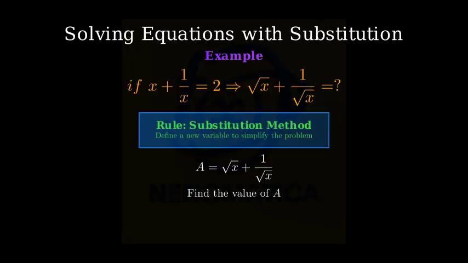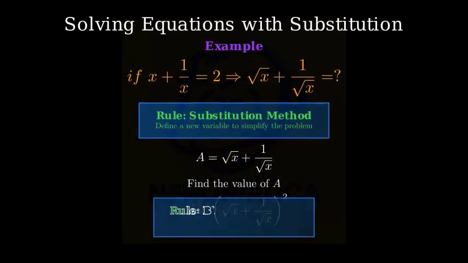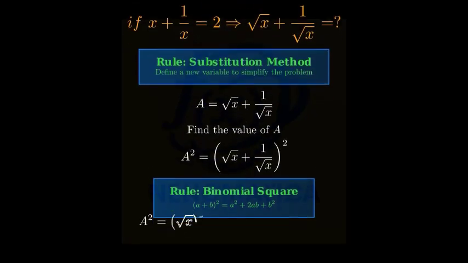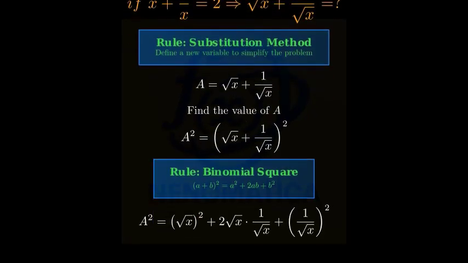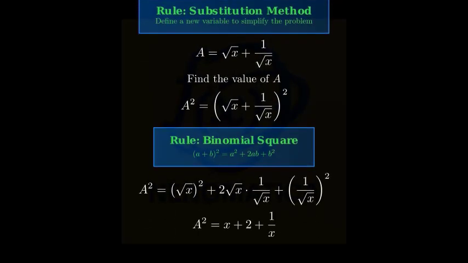Let's find a squared. A squared equals the square of square root of x plus 1 over square root of x. When we expand this, we get x plus 2 times square root of x times 1 over square root of x plus 1 over x. Simplifying the middle term, we get x plus 2 plus 1 over x.